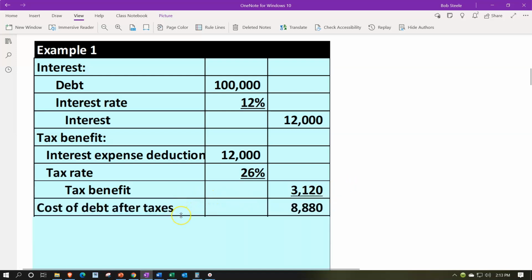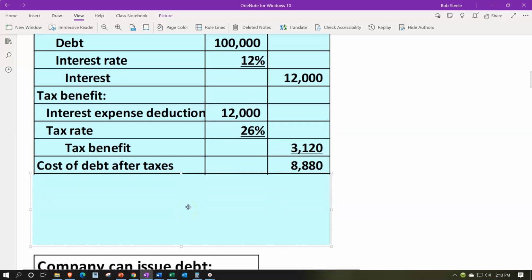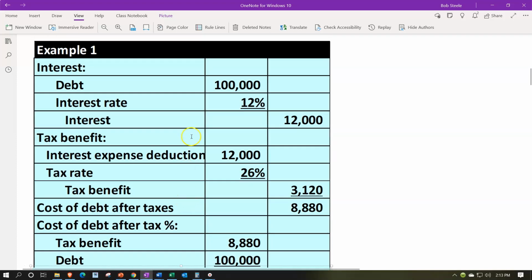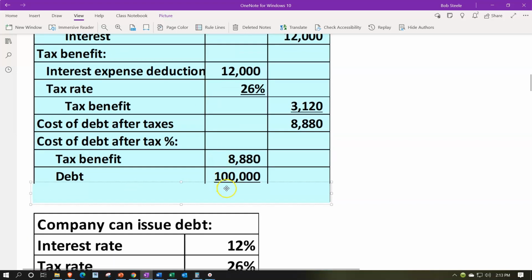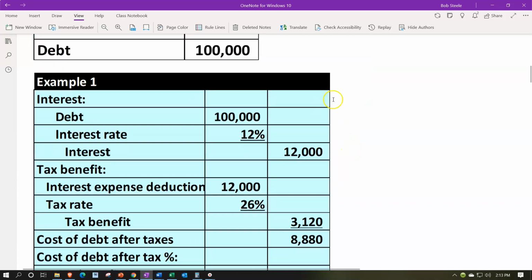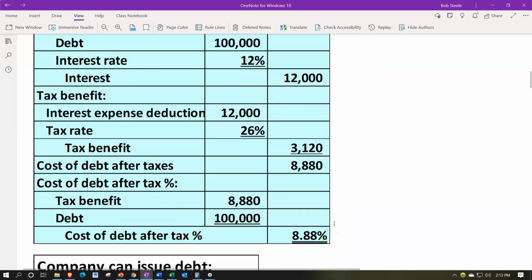The 12,000 minus the 3,120 gives us the 8,880, which is the actual after-tax cost of the debt. Not on a percentage basis, right? That's the after-tax cost on a dollar basis. So what is it on a percentage basis? Well, we take that 8,880, the actual dollar value cost, divided by the original debt, 100,000. That gets us back to the 8.88%. This exercise is useful to better understand this.